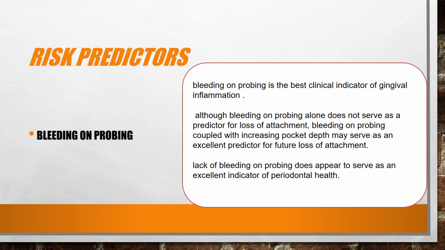So coming to the next risk predictor, that is bleeding on probing. Bleeding on probing is the best clinical indicator of gingival inflammation, but its presence alone will not indicate future attachment loss. Although bleeding on probing alone does not serve as a predictor, when it is coupled with increased probing depth, it may act as an excellent predictor for future loss of attachment. Also, the lack of bleeding on probing does appear to serve as an excellent indicator of periodontal health.